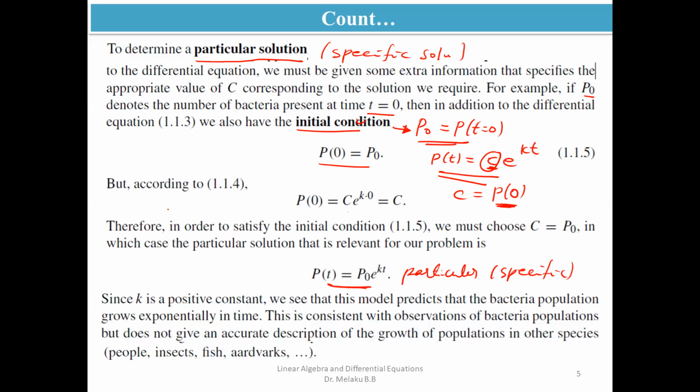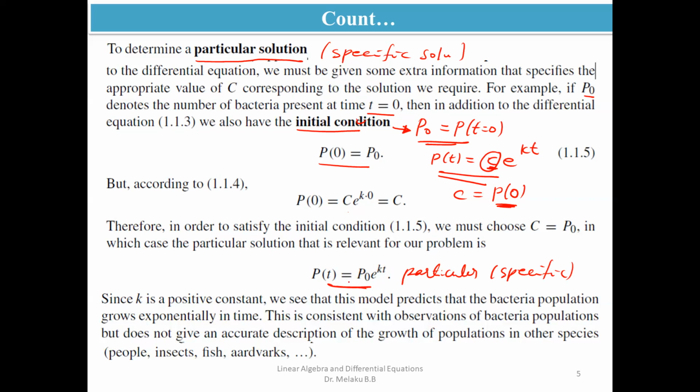And of course, if we get P of t equals P naught times e to the power of kt, where k is a positive constant, then from this model we can predict that the bacterial population grows exponentially in time t. When time t goes high, the population of bacteria also goes high. That's what exponentially means.